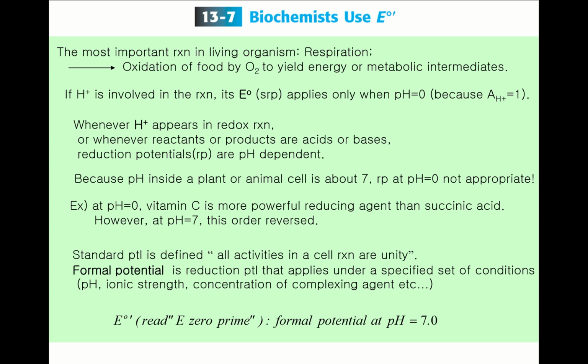All right. So here we write the formal potential as E0 prime. It reads E0 prime. That's the formal potential at pH 7. This is the most common case.